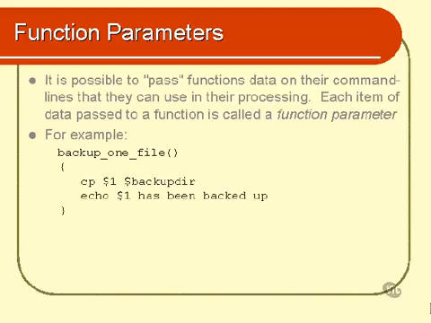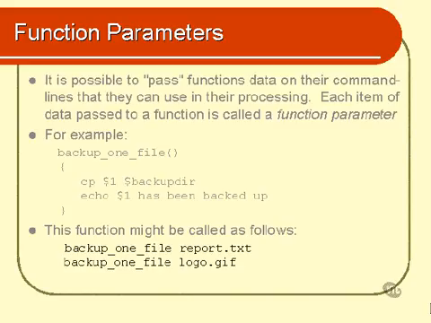And what it does is it represents the first parameter that was passed to this particular function on the command line. So when we have a look at the command line, you'll be able to put all the pieces together and see the whole picture. So it might actually be called like this. Here we've called it twice. We've called it once with a file name called report.txt, and a second time with logo.gif. Each time we have specified a single parameter, which the first time is report.txt and the second time is logo.gif, and each time that function is called, the parameter is copied into $1.